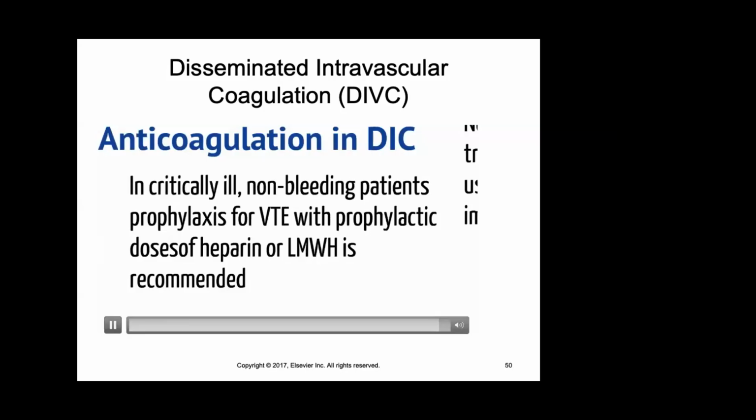All right, we've gone over what causes DIC, the diagnosis, and the treatment of DIC.